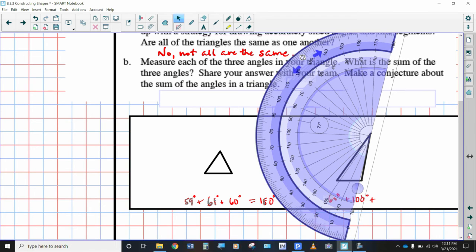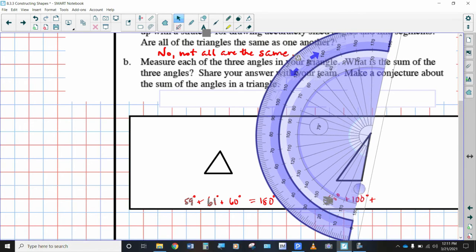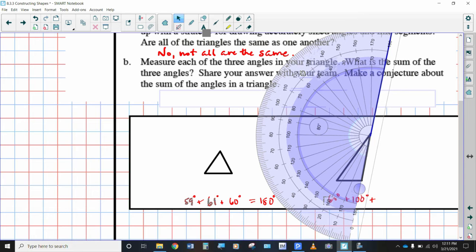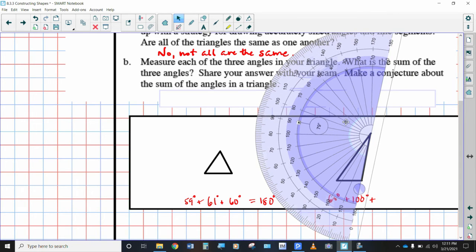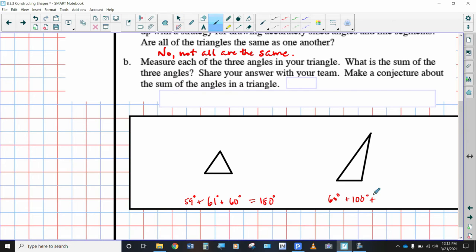Okay, I did not do a perfect job with these triangles. That's about 20 degrees or 21, 22 degrees. Okay. So this is 21 degrees. And so that adds up to 181 degrees.